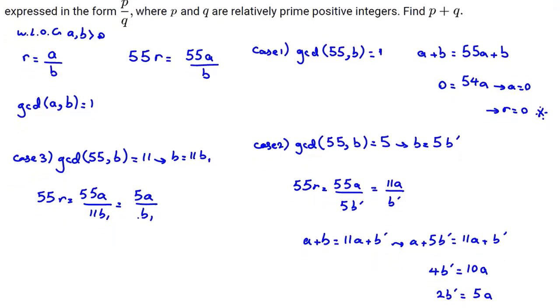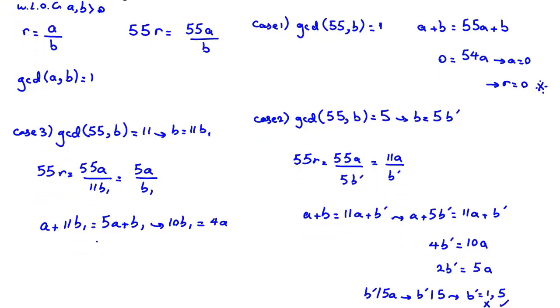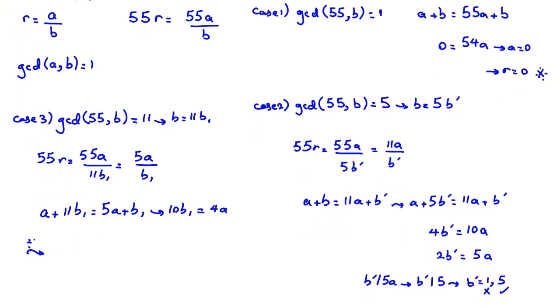Now, the sum of numerator and denominator in R is A plus B, and we know B is 11B1, equal to the sum of numerator and denominator in 55R, which is 5A plus B1. Now, 11B1 minus B1 is 10B1, and 5A minus A is 4A. If we divide both sides by 2, 5B1 equals 2A.